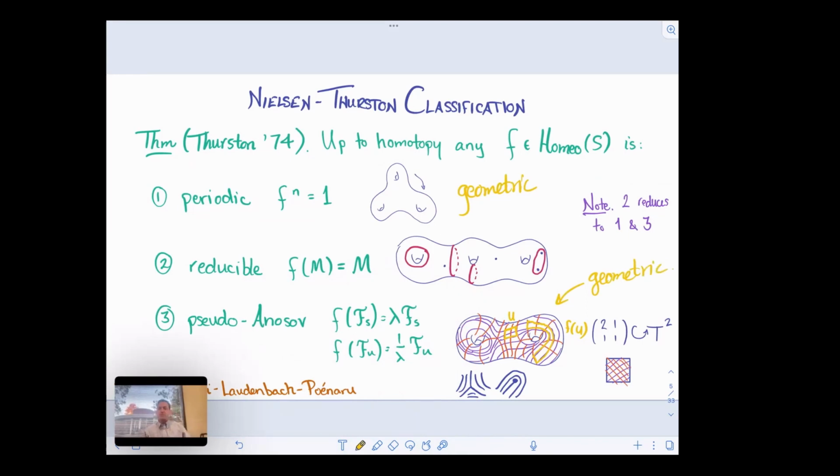And we should think of number two as saying you can break up your homeomorphism into pieces. By applying this theorem inductively, you see that every homeomorphism breaks into pieces that are geometric. So that's another way of stating the theorem: every homeomorphism, up to homotopy, you can break it into pieces, and the pieces are geometric, meaning either periodic or pseudo-Anosov.